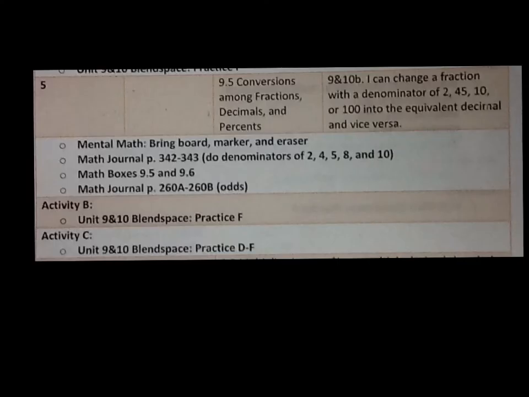Take out your learning journey and make sure you have the date at the top. Then we can check off mental math. For your first job today, you'll be doing Math Journal, page 342 and 343, the denominators only of 2, 4, 5, 8, and 10, finding percents. Then you'll make sure you have math boxes 9.5 and 9.6 done. And Math Journal, page 260A and 260B, odds only.